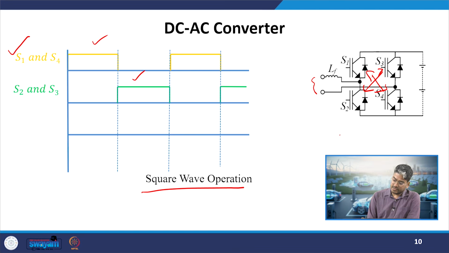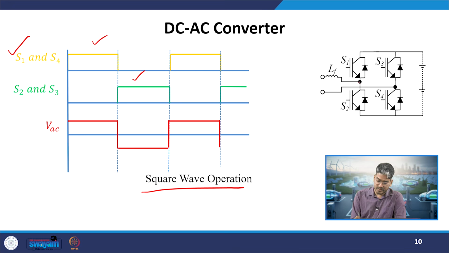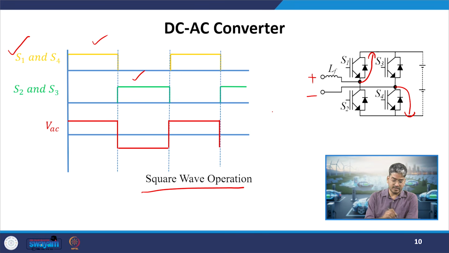So, here in this case, what will be the output voltage which will be generated when I turn on S1 and S4? Suppose S1 and S4 are on, so this point will be connected to the top bus, and this point will be connected to the bottom bus. So, what will be the voltage across this? If I consider this as my positive and negative terminal at the output side, I will get a positive DC voltage.